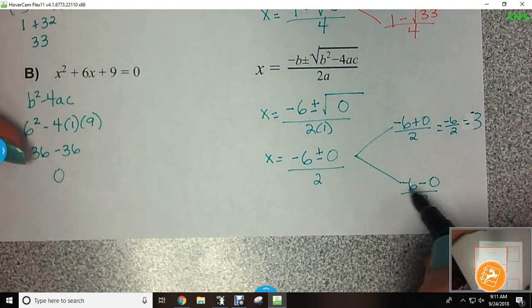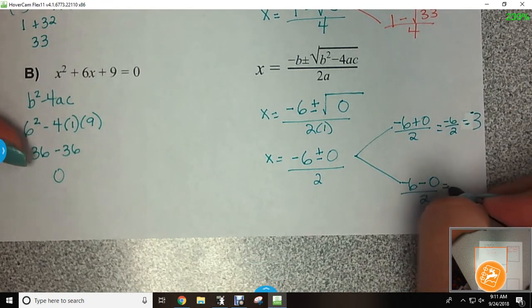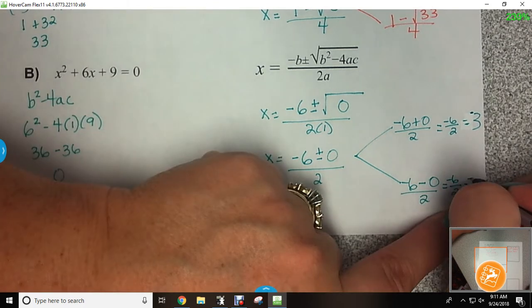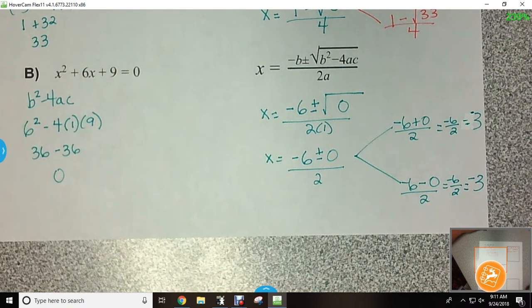And then negative 6 minus 0 is negative 6 over 2. Also gives me negative 3. So I still got two answers, but they happen to be the exact same answer. That's why they say this is a double root. I really get one answer, but I get it twice. So how many times is this graph going to touch the x-axis? Just once. It's going to touch it at negative 3.